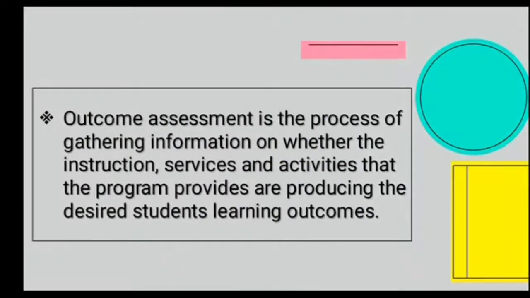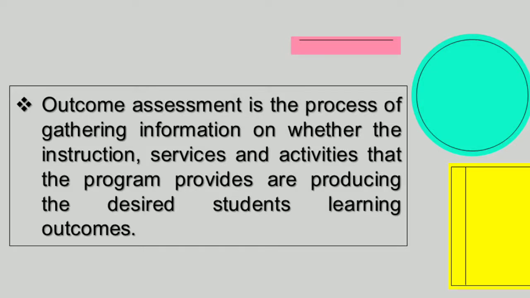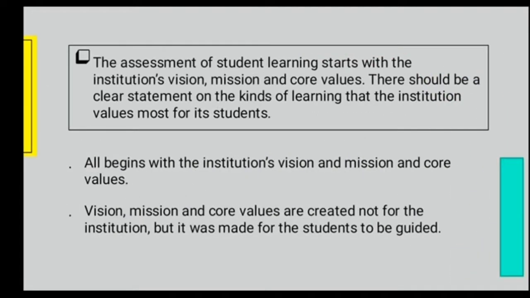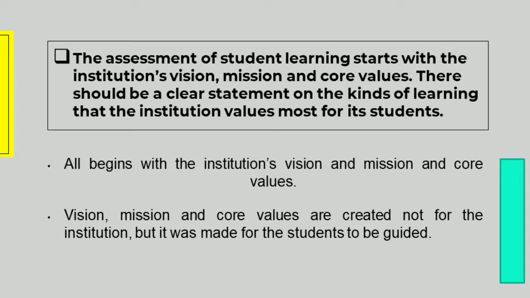Outcome assessment is the process of gathering information on whether the instruction, services, and activities that the program provides are producing the desired students' learning outcomes. The assessment of student learning starts with the institution's vision, mission, and core values. There should be a clear statement of the kinds of learning that the institution values most for its students.